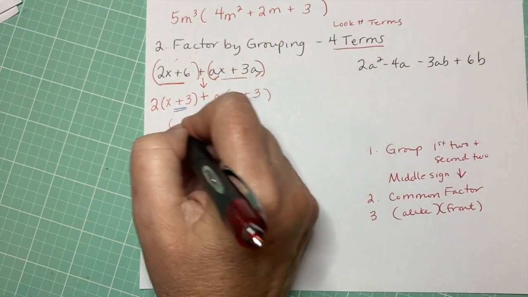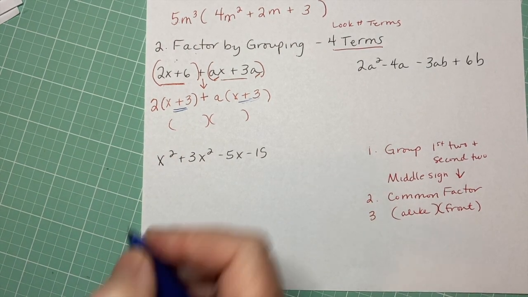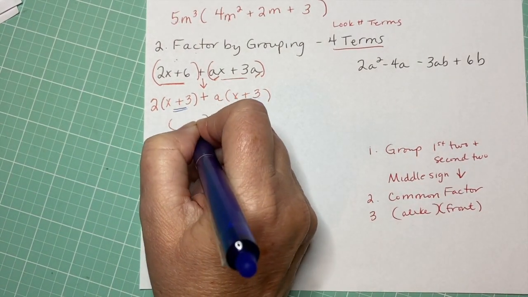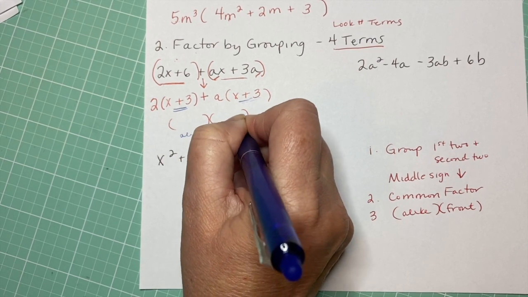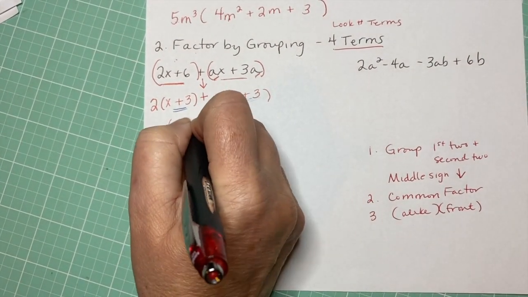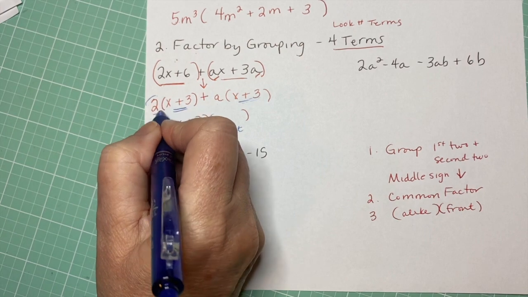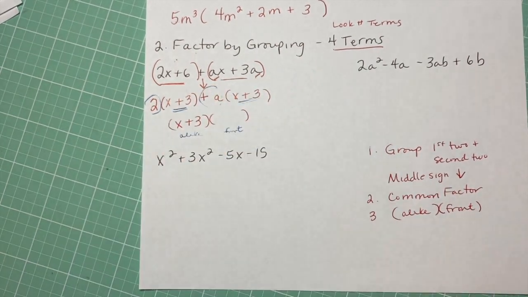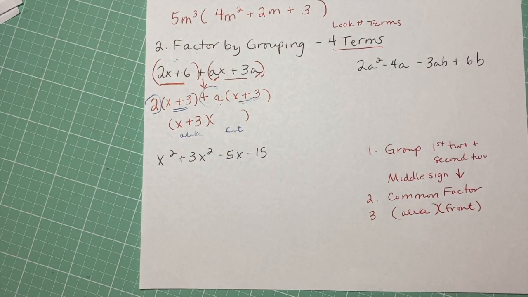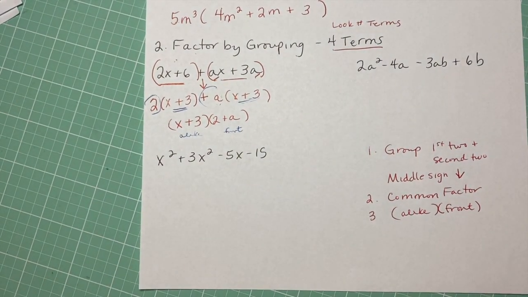And so your final answer is 2 sets of parentheses, because remember it's a multiplication problem with what they have alike in one and what's out front in the other. So what they have alike is that x plus 3. And then what I mean by out front is when those x plus 3s are gone, you have left this 2 plus a. And so you're left in the other parentheses 2 plus a.